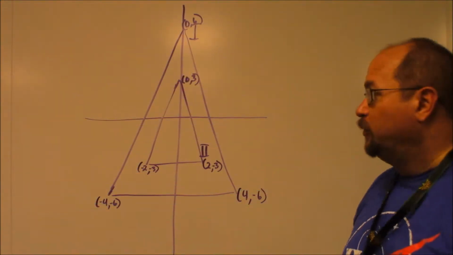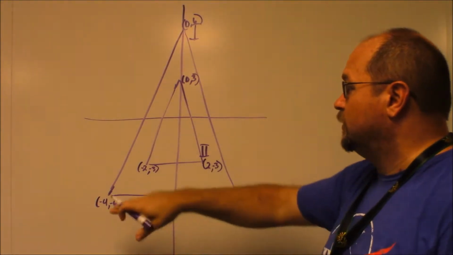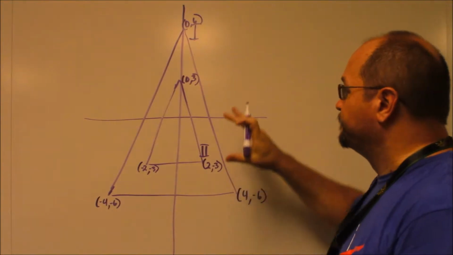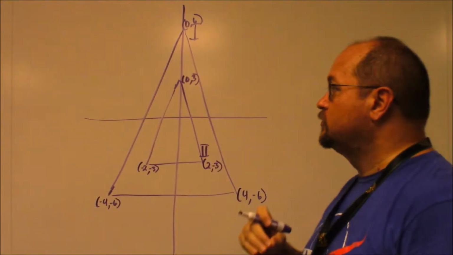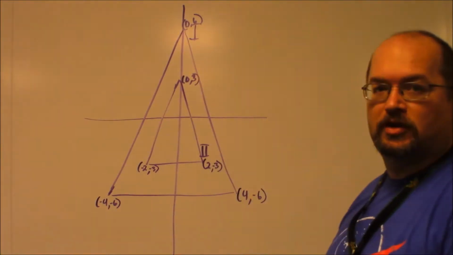All right, so in this problem, we are given two triangles. Triangle number 1, which is the larger triangle, and then triangle number 2, which is the smaller triangle. The question asked is, what rule was used to dilate, to transform triangle 1 into triangle 2?